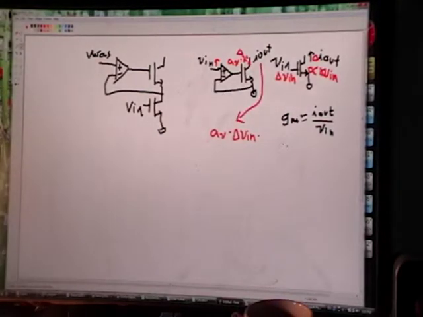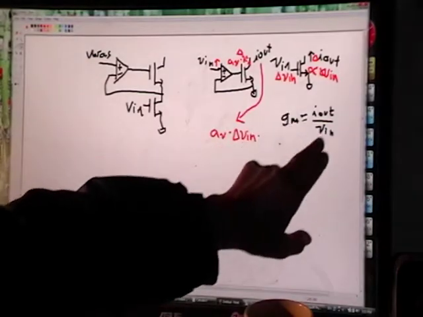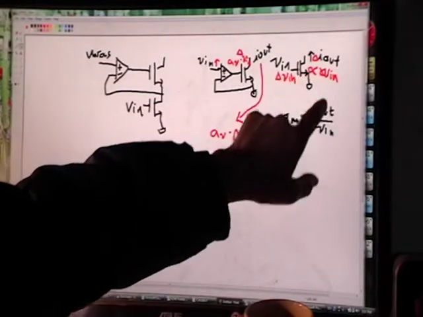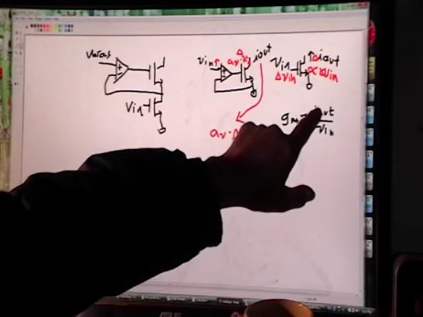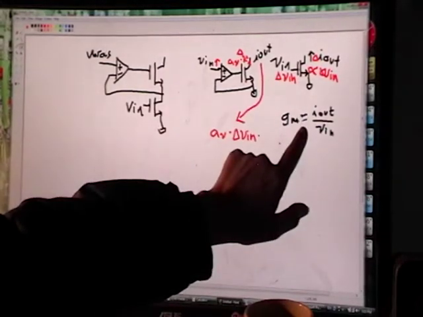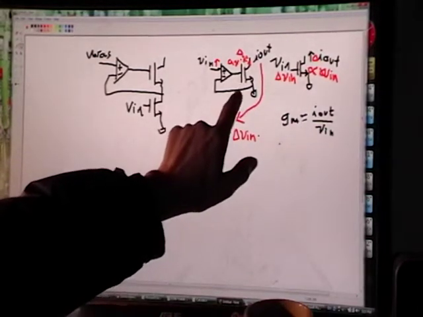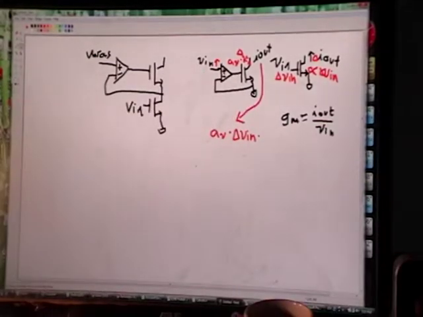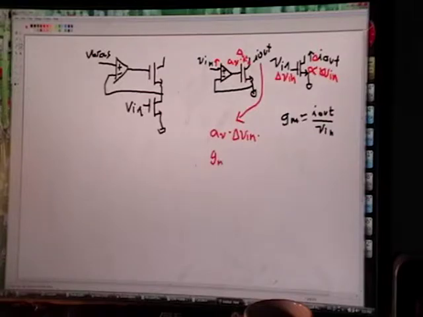Okay, so let's go back over here. Here's our definition of GM. This changes some delta I out, and that gives you the GM of this. But the current over here changes AV times as much. So what you get for the GM over here is whatever you had before, AV times what you had before, by putting this amplifier in here. Your GM increases by AV.